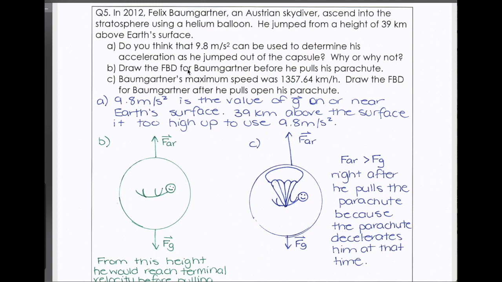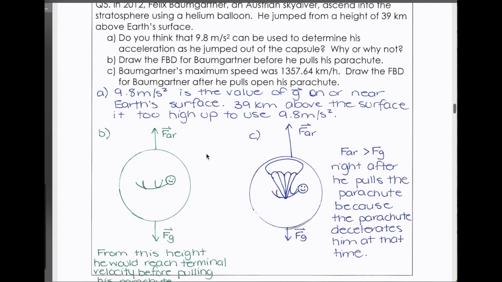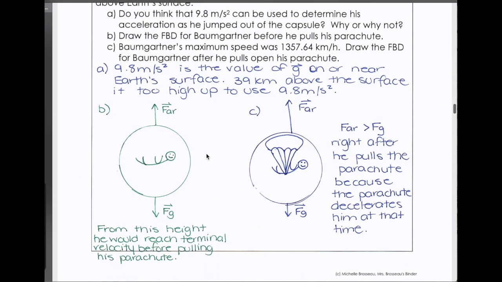For part B, draw the FBD for Baumgartner before he pulls his parachute. Okay, so before he pulls his parachute, it should be that he has reached terminal velocity. Okay, because he's definitely going to experience terminal velocity before he would reach Earth's surface. Okay, so we have equal values for our force of air resistance and then force of gravity.